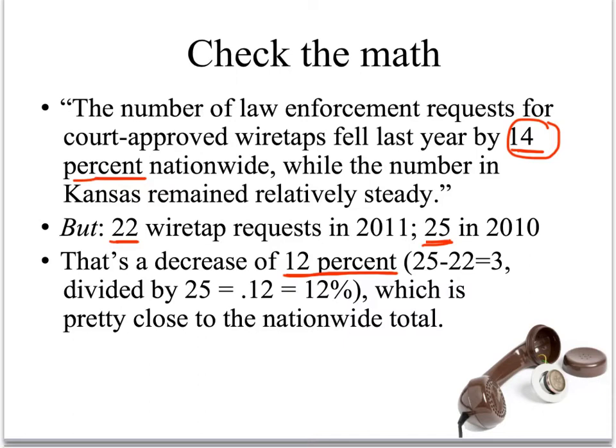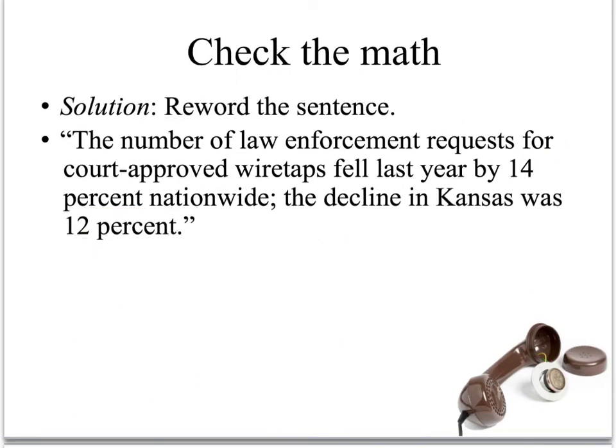It makes it sound like Kansas bucked the nationwide trend, when in fact Kansas was pretty much in line with the nationwide trend. Two percentage points off, not a ton, but nonetheless a double-digit decrease, which is significant. How do you fix this? Reword the sentence. Just say what happened. Say it fell by 14% nationwide, fell in Kansas by 12%. Just the facts. Let the readers draw their own conclusions from that.